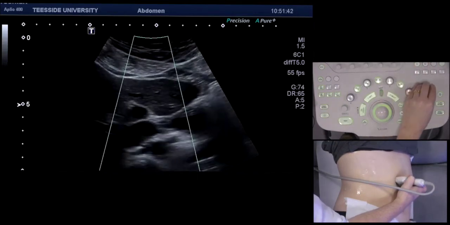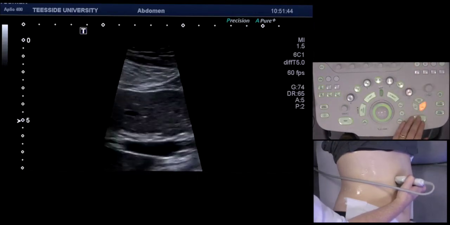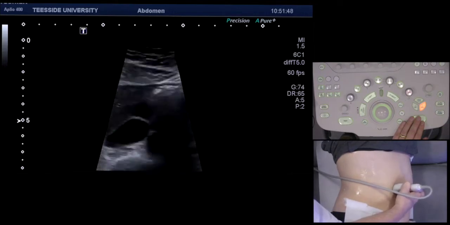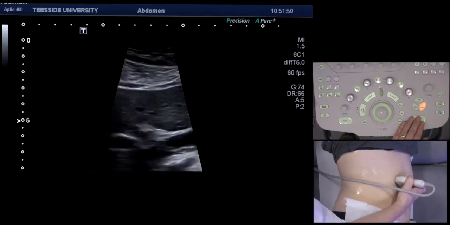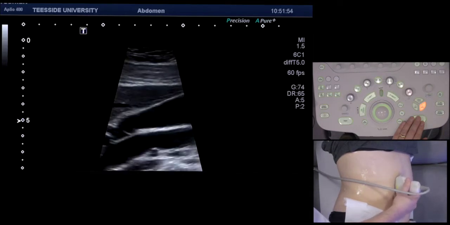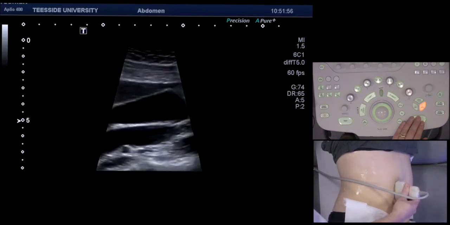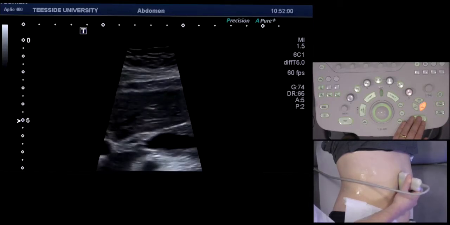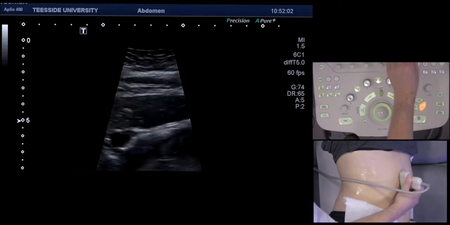I'm now narrowing the sector width down so we can see the gallbladder in more detail. This is improving the resolution. Now what we're going to do is have a really good look all the way through, and then we'll have a look for the common bile duct.